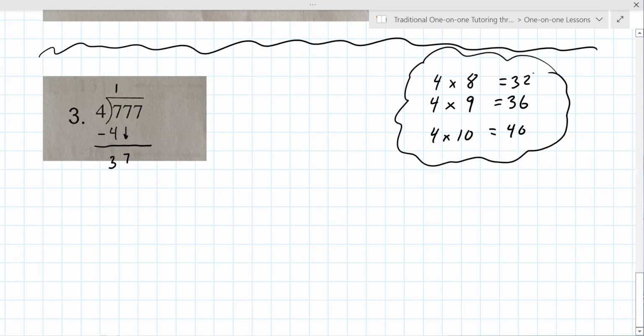37, the closest you can get is 4 times 9, which is 36. So you correctly said that it's the one less than 37. Good. And then 9 times 4 is 36. Subtract, and bring down 7. That's 17. 4 can go into 17, the closest you can get to that is 16, which is 4 times 4. And then you would have a remainder of 1.